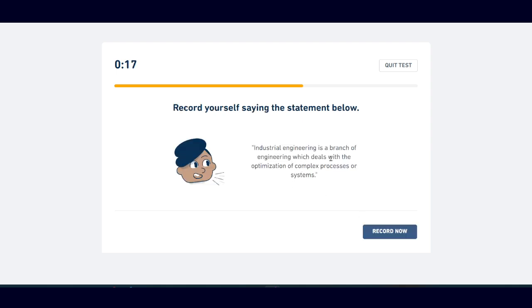Industrial engineering is a branch of engineering which deals with the optimization of complex processes or systems. Industrial engineering is a branch of engineering which deals with the optimization of complex processes or systems.